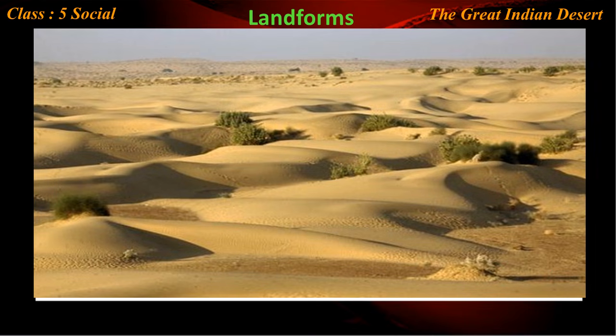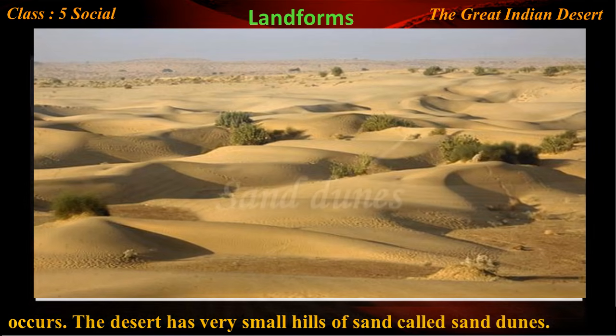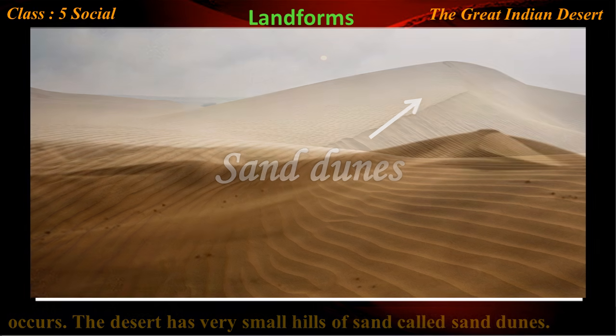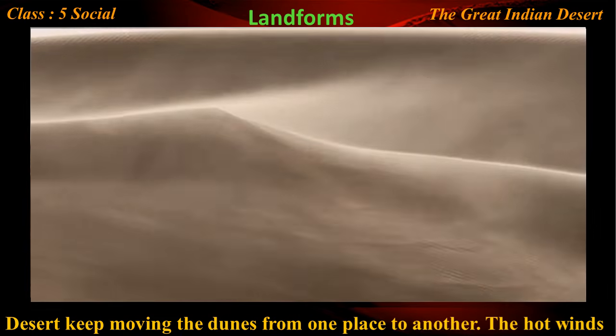Landforms. As the land is dry, there is very little vegetation. Soil erosion due to wind occurs. The desert has very small hills of sand called sand dunes. These sand dunes do not remain in one place. The strong winds of the desert keep moving the dunes.